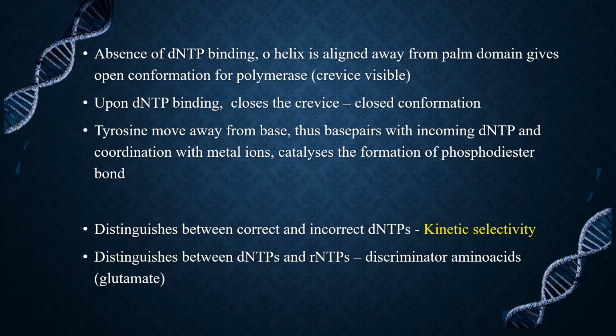In the same manner, DNA polymerase can distinguish between dNTPs and rNTPs. It is by means of bulky side chain amino acids like glutamate in the active site, called discriminator amino acids. These amino acids like glutamate can easily accommodate a dNTP without clashes, whereas the 2' OH group of rNTP will clash with glutamate, misaligning the rNTP. So it slows down the reaction. Accordingly, they can distinguish between dNTPs and rNTPs.